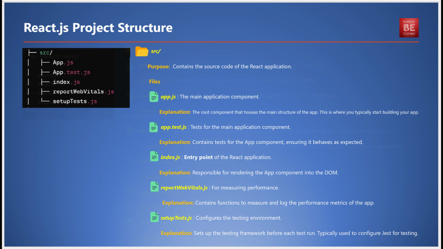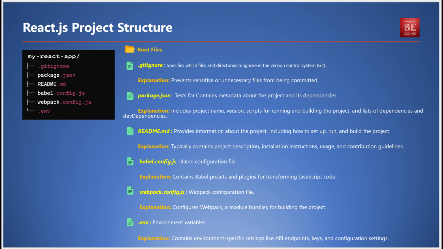Accompanying it, reportWebVitals.js and setupTests.js are geared towards optimizing performance and setting up the testing environment, respectively. On the root level, files like .gitignore, package.json, and README.md serve foundational purposes, from defining project dependencies to outlining the project for new developers and ensuring certain files remain untracked by version control. Configuration files such as babel.config.js and webpack.config.js are crucial for setting up the development environment, handling JavaScript transformations, and bundling the modules respectively. Lastly, the .env file securely manages environment variables, keeping sensitive keys out of the public code base.